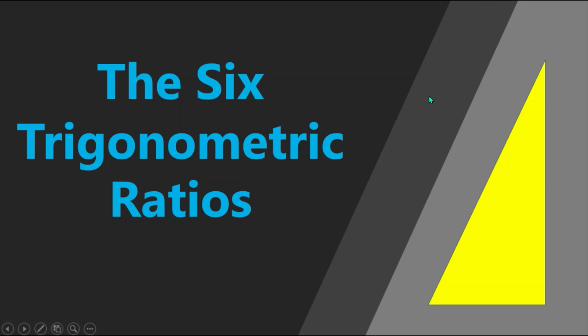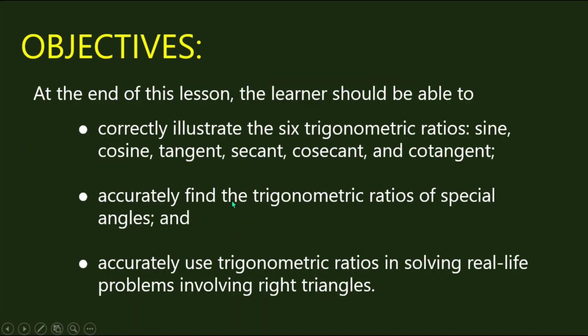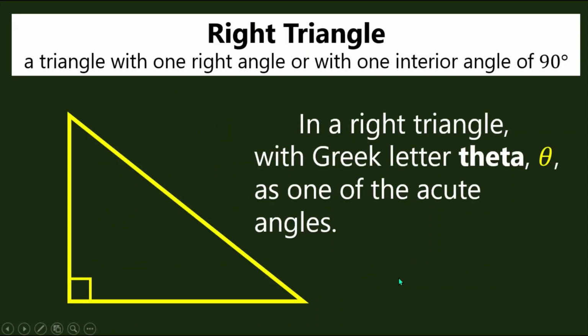Good day, everyone, and our topic for this day is about the six trigonometric ratios. Our objectives are to correctly illustrate the six trigonometric ratios: the sine, cosine, tangent, the secant, cosecant, and cotangent. In trigonometric ratios, we are going to deal with a right triangle.